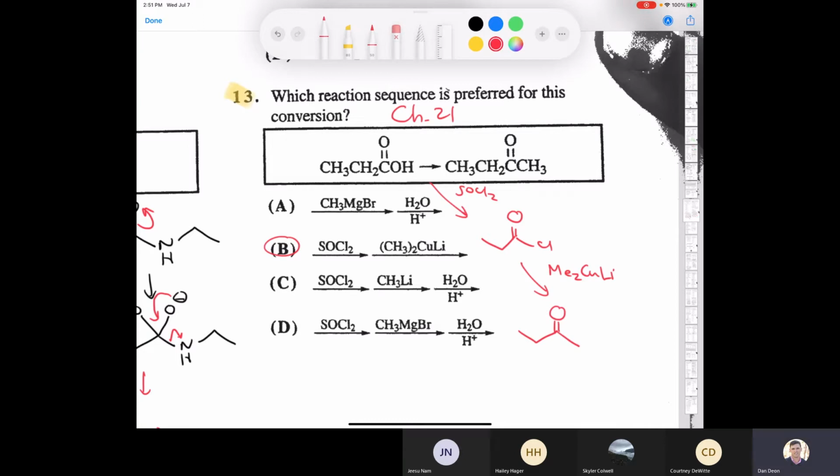All right. So again, cuprates. So if you're unsure about your cuprate chemistry, make sure you review your cuprate chemistry. And this, again, is covered in chapter 21.